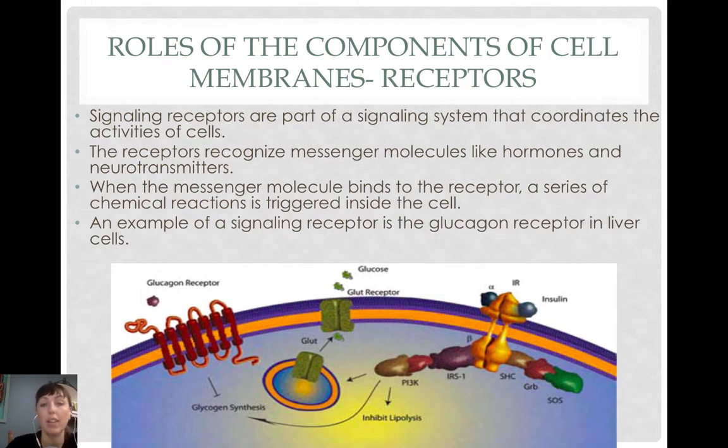A receptor will recognize a messenger molecule, like a hormone or a neurotransmitter, depending on what cell it is. When the messenger molecule binds to the receptor, a series of chemical reactions is triggered inside the cell, allowing that function to occur. An example is the signaling receptor in liver cells, which is waiting for glucagon. It's a glucagon receptor. When it comes in contact with glucagon, it signals for the liver to convert glycogen into glucose.